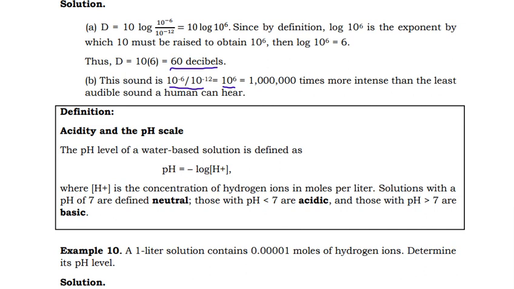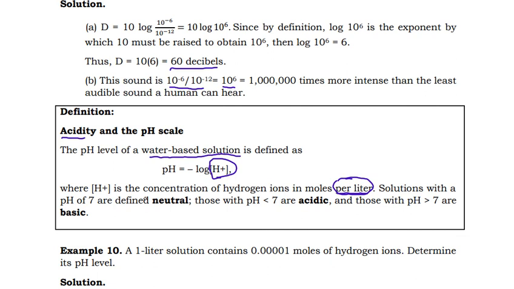The second is the pH or the acidity. So the acidity and the pH scale. The pH level of a water-based solution is defined as pH equals negative log of H+, where H+ is the concentration of hydrogen ions in moles per liter. We have to note that it is in moles per liter, so it should be only one liter. If it is 2 liters, that means we have to convert that to per liter.